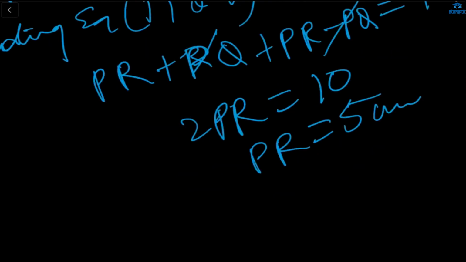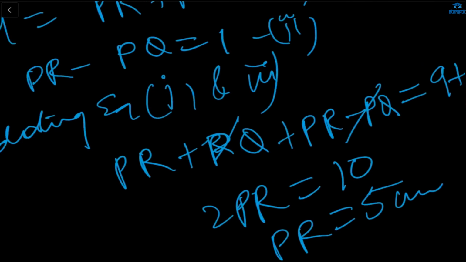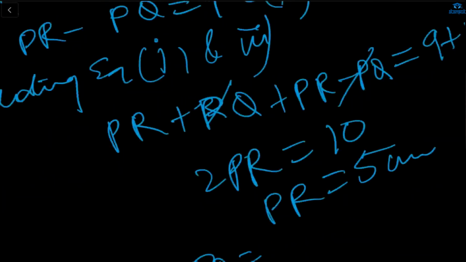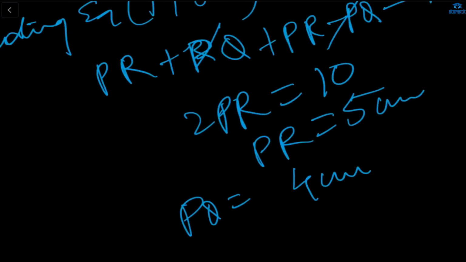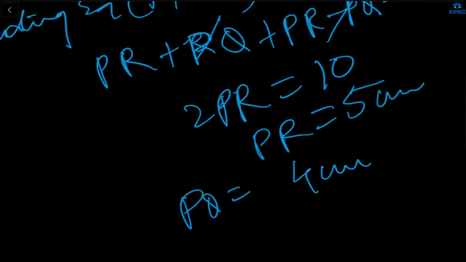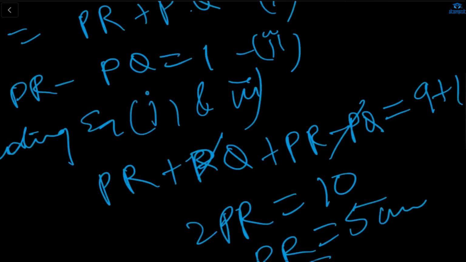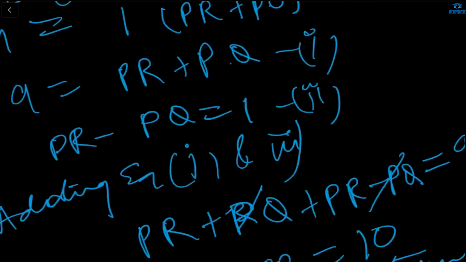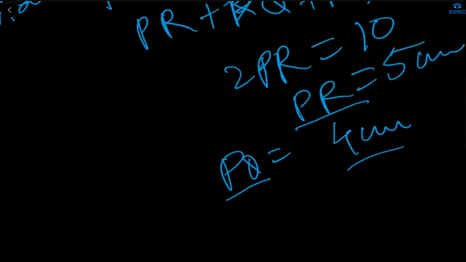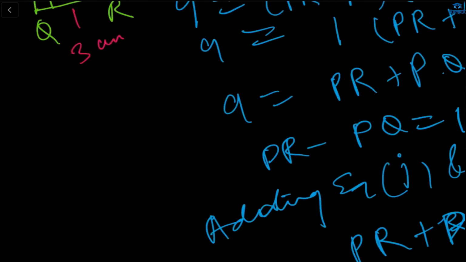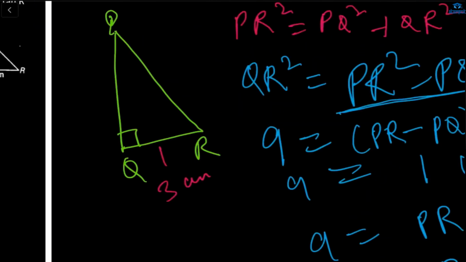Now the PQ value, you can put this value of PR in any of the equations. So PQ value will be 4 centimeter. Any doubt in this? Any doubt, anybody? No, ma'am. Okay, so we have got the value of PR. Whenever you keep the value of PR, either in the first or in the second equation, you will get the value of PQ. So it will be 4. Now we have got the value of PR and PQ, 5 and 4.